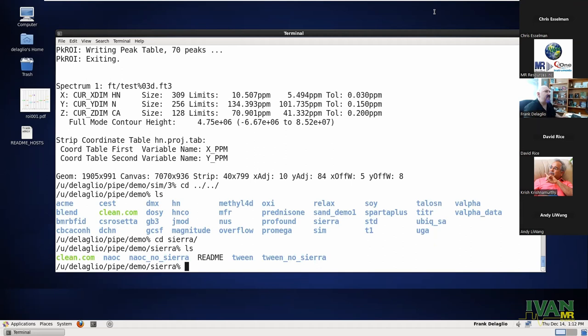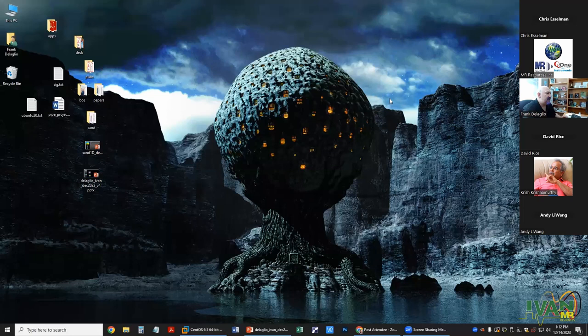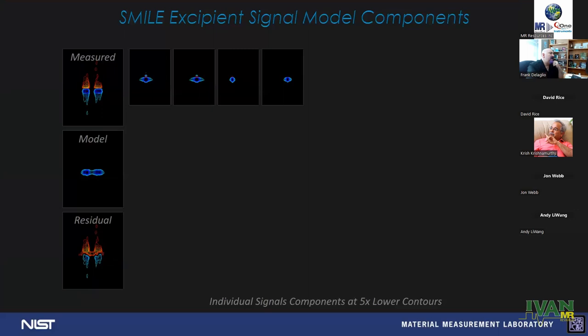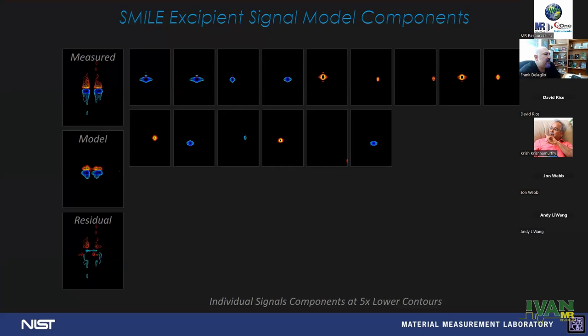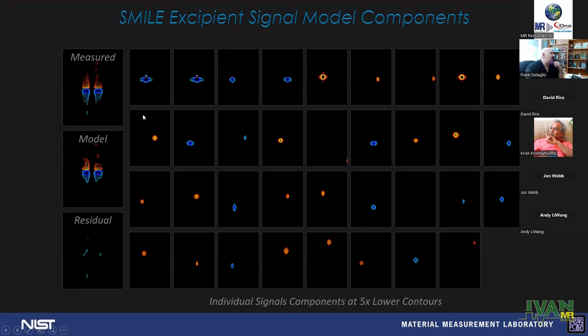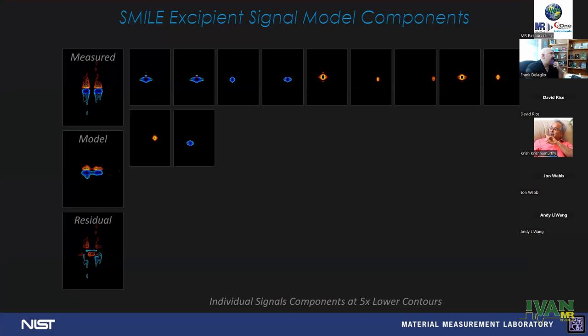This is an interesting application called Sierra. And actually, it's probably handy if we look at a little explanation. In previous discussions, we've talked about the SMILE approach for analyzing non-uniformly sampled data. And the way the SMILE program works is that it starts with a spectrum and iteratively tries to approximate that spectrum with a series of line shapes that are based on exponentially decaying data that's Fourier transformed in the same way as the experimental data.